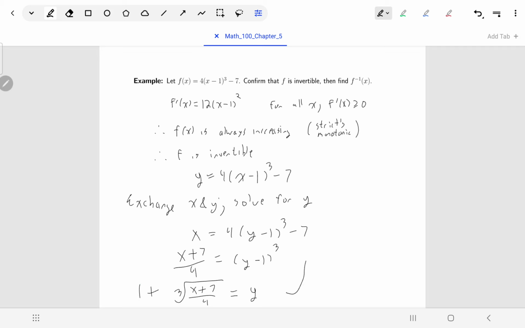So now that I've isolated and solved for y, I can say that that should be my inverse. That should be f inverse. And that is 1 plus the cube root of (x plus 7) over 4.